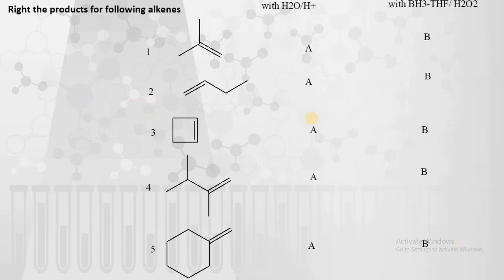So these are some reactions for you as an exercise. Write the product of the following alkenes. When the alkene is reacted with H2O/H+, what is the product? Then when the alkene is reacted with BH3-THF/H2O2, what is the product? This BH3-THF is nothing but the form of diborane, that is B2H6. So this is the anti-Markovnikov's addition, and this is Markovnikov's addition.